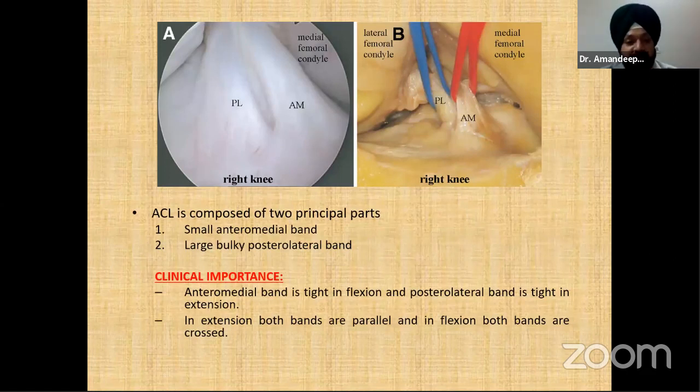Now, the anterior cruciate ligament is composed of principally two parts. The smaller one is the anteromedial band, and the larger one is the posterolateral band, which is bulky in nature. The anteromedial band is tight in flexion, and the posterolateral band gets tight in extension. In extension, both bands are parallel, but in flexion, both bands are crossed. It is in this position, when the knee is in flexion and the bands are crossed, that maximum injuries of the anterior cruciate ligament happen.